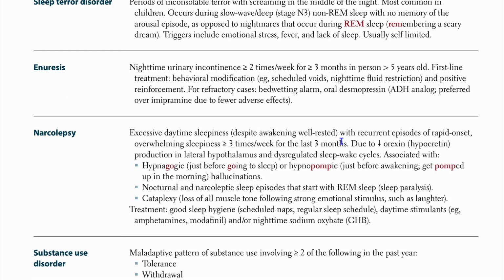Enuresis, this is nighttime urinary incontinence, two or more times per week for three or more months in a person of more than 5 years old. So until 5 years old, if a couple comes in with a child who's complaining about bedwetting, and the child is only like 4 years old, you don't tell them something's wrong. You just tell them it's normal, okay? Because it's enuresis if it's still happening after 5 years old. First line treatment is behavioral modification, for example, scheduled voids, nighttime fluid restriction, and positive reinforcement. For refractory cases, bedwetting alarm, oral desmopressin, an ADH analog, preferred over imipramine due to fewer adverse effects.